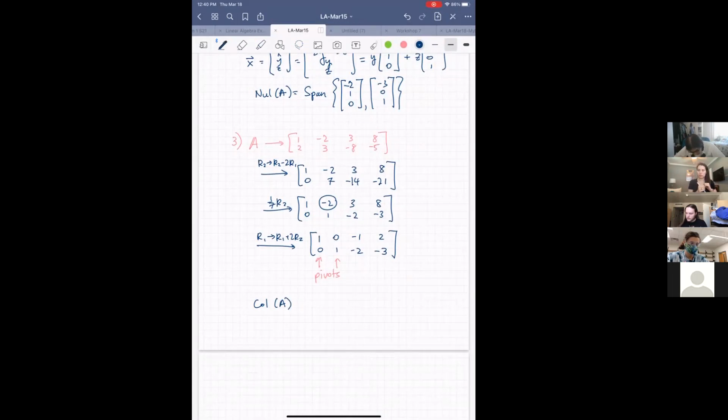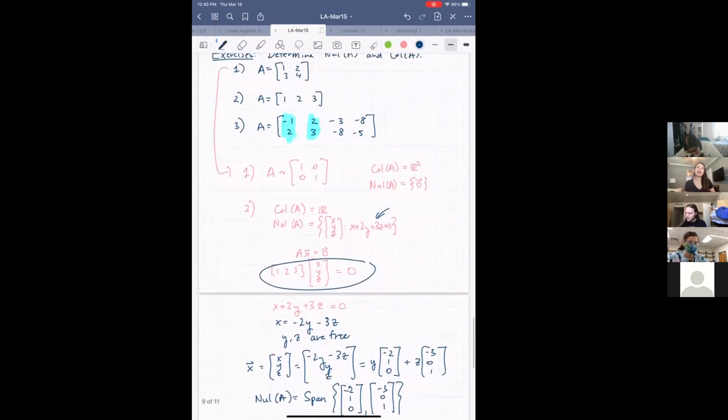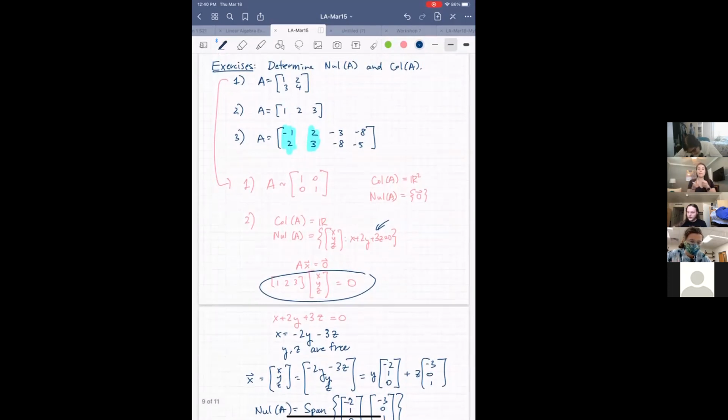That makes sense? Wait, so the column space does not include all of the columns of the matrix A? It does, but we're finding the minimal spanning set, right? We could just include all of the columns, but it turns out that the others are unnecessary. So we are finding the column space. What we're actually doing is a little bit more, we're finding a basis for the column space, right? So a non-redundant spanning set, right?